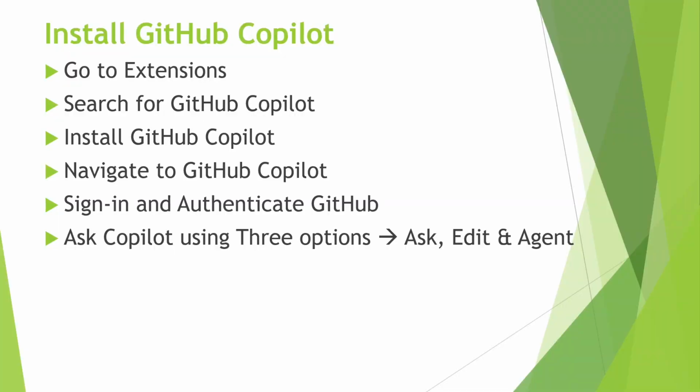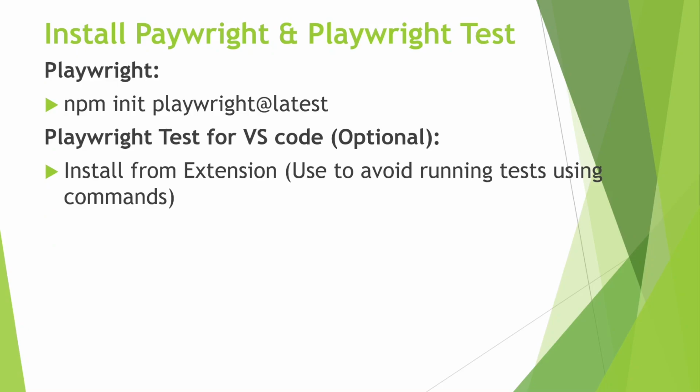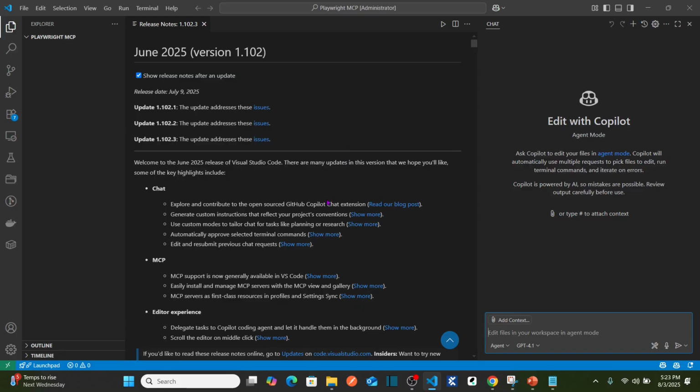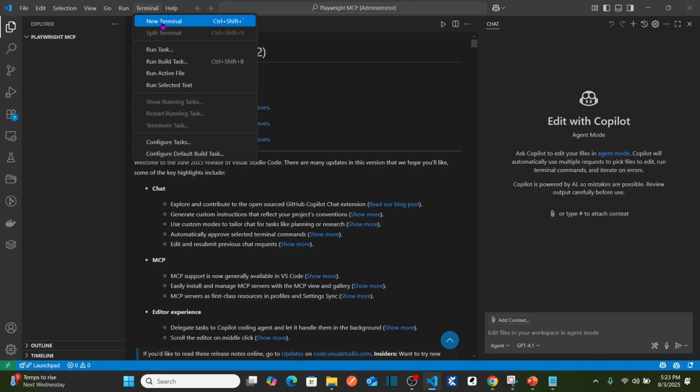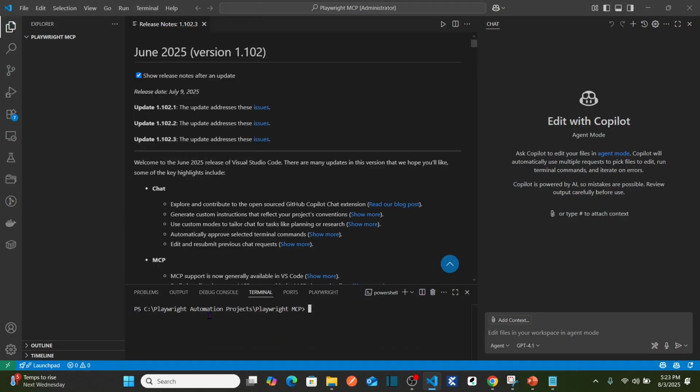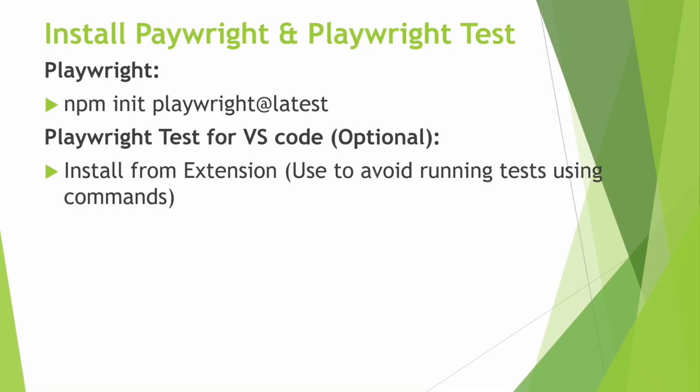So we have completed installing GitHub Copilot, and our next task is to install Playwright. To install Playwright, you can use npm init playwright@latest. It's going to install the latest version of Playwright. Let us go to Visual Studio Code. Here I need to open the terminal. To open the terminal, go to terminal, click on new terminal. Here I'm going to provide the command npm init playwright@latest.